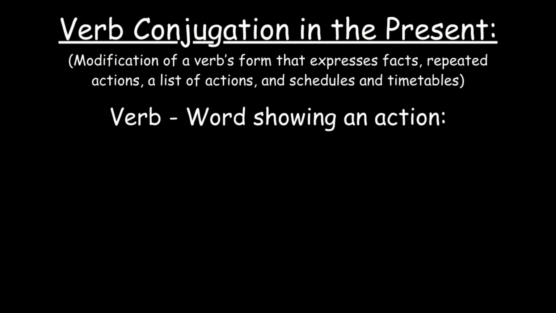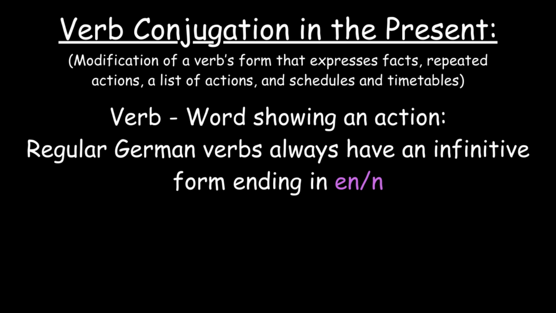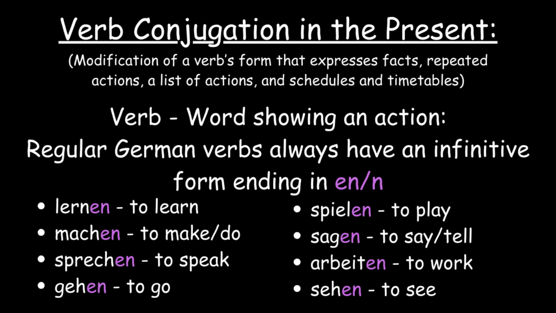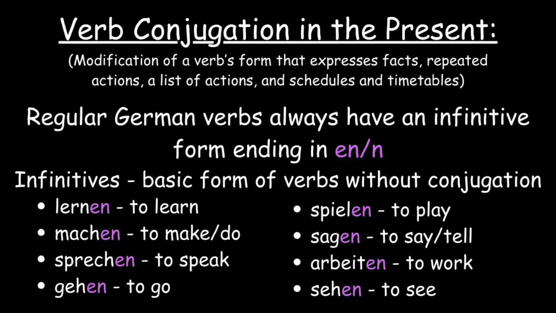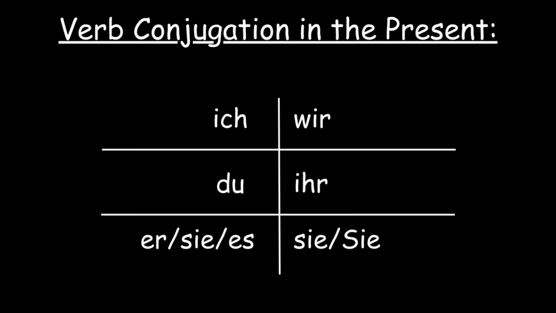A verb is a word that shows an action, and regular German verbs always have an infinitive form ending in en, sometimes just in n. Lernen, machen, sprechen, gehen, spielen, sagen, arbeiten, sehen. These words are infinitives, the basic form of verbs without conjugation in any tense. The best way to recognize them is to see the time change in a sentence, which combines with the personal pronouns ich, du, er, sie, es, wir, ihr, sie.